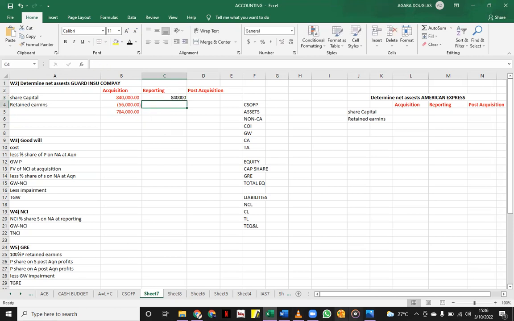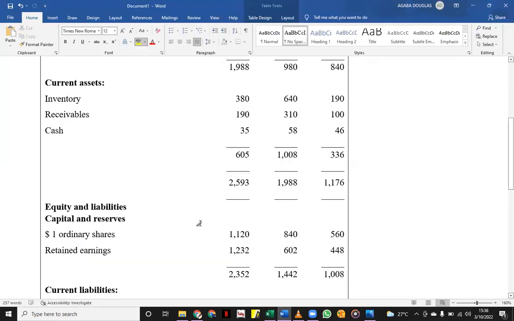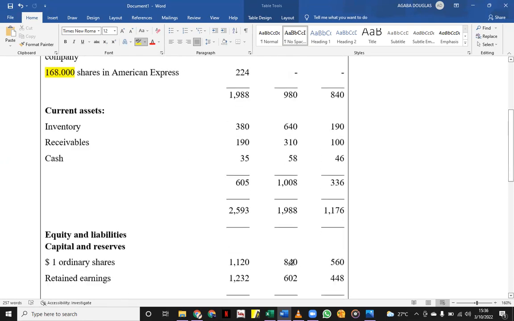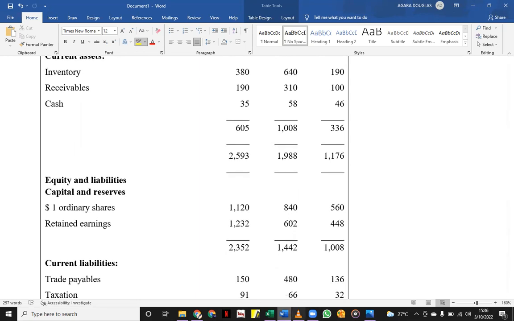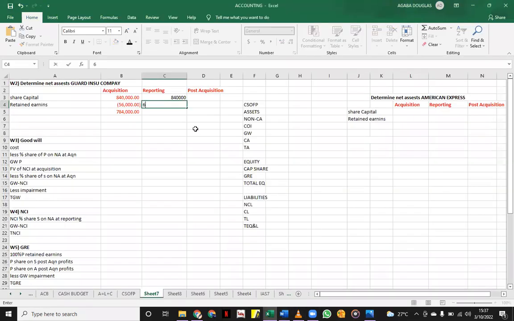So we will still have 840, and then we'll have our retained earnings at the reporting date. It is very important for you to know where to get this. The financial statements that are provided to us is what we consider as the reporting date, and the additional information is where we get the acquisition date figures. So we have our retained earnings for our subsidiary as 602,000. We put in the 602,000, and once that is done, we get the total by still saying sum, and we add up this.